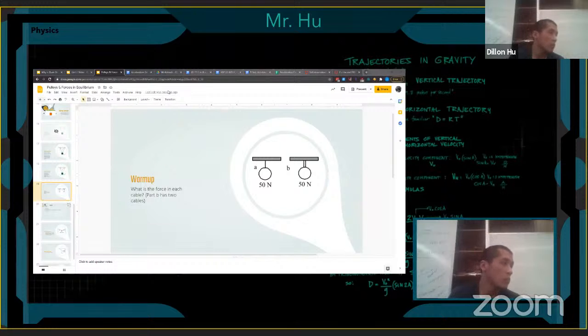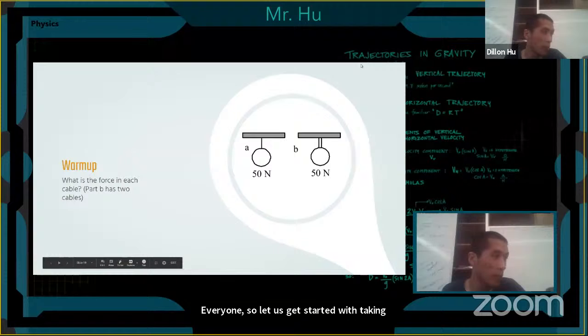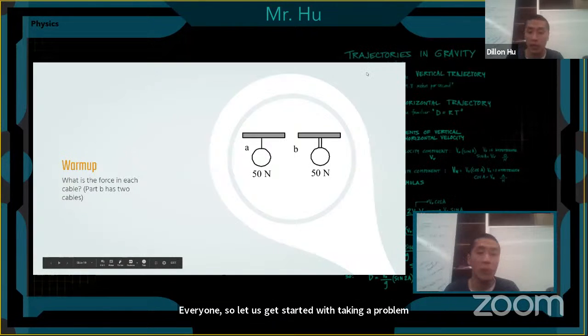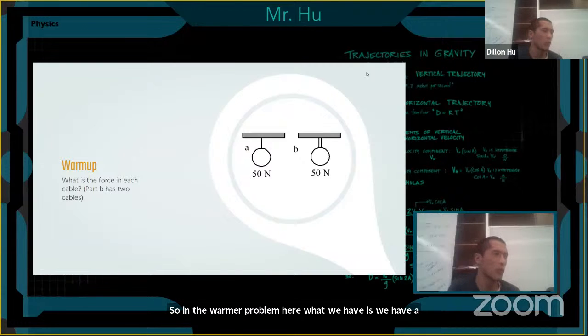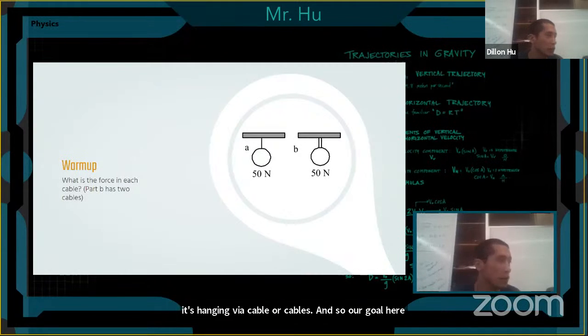Good morning, everyone. So let us get started with taking a look at a quick problem. In the warm-up problem here, we have a mass hanging from a ceiling or a table or whatever, and it's hanging via a cable or cables. Our goal here is to figure out the force of tension in each cable.